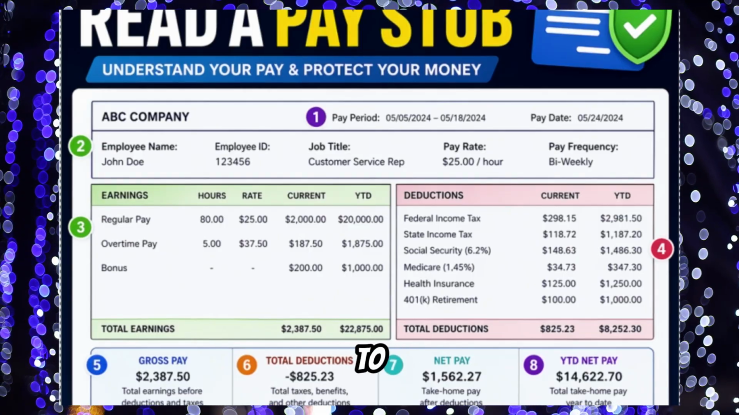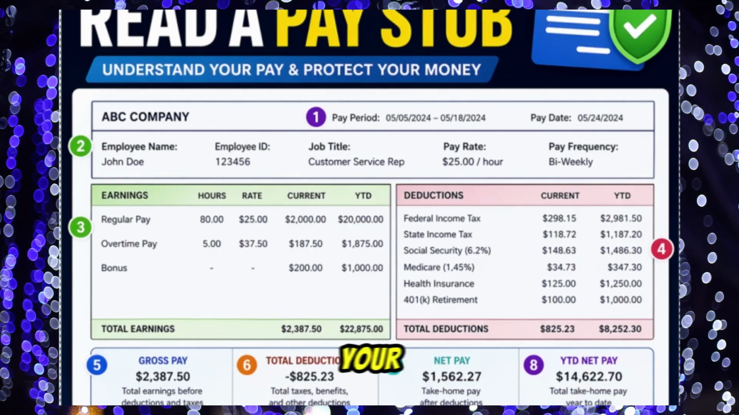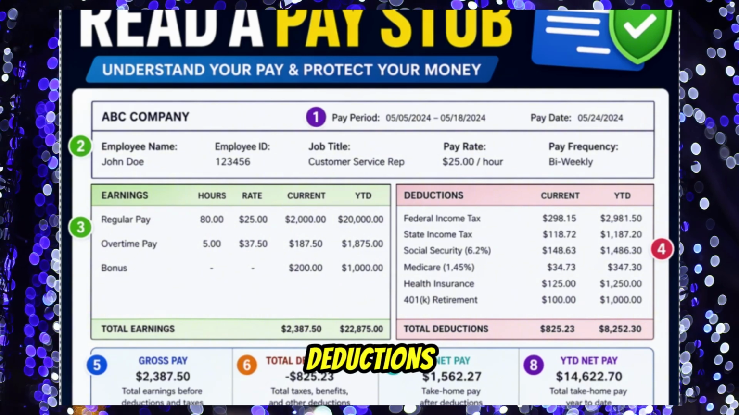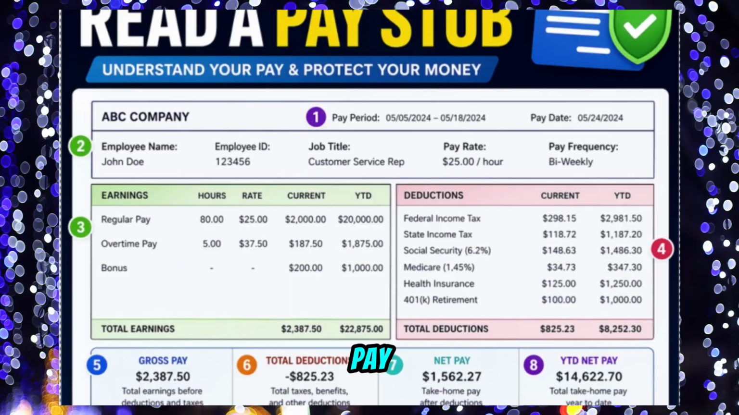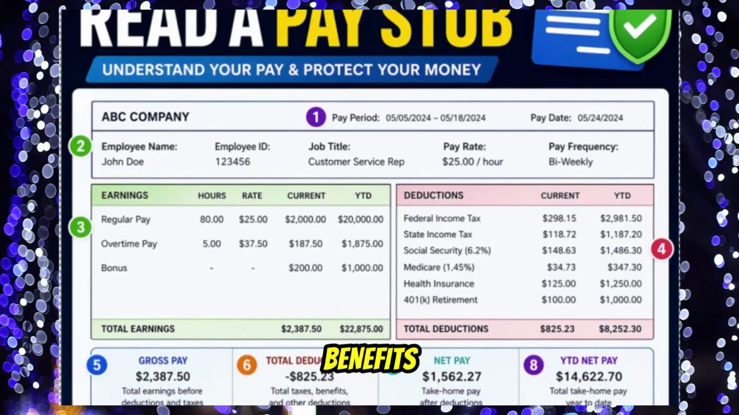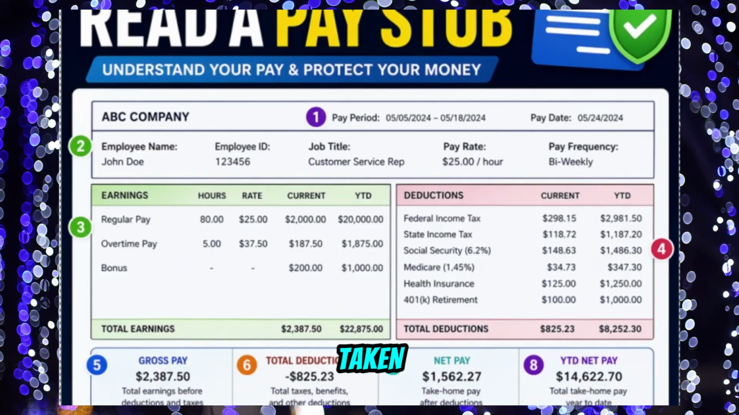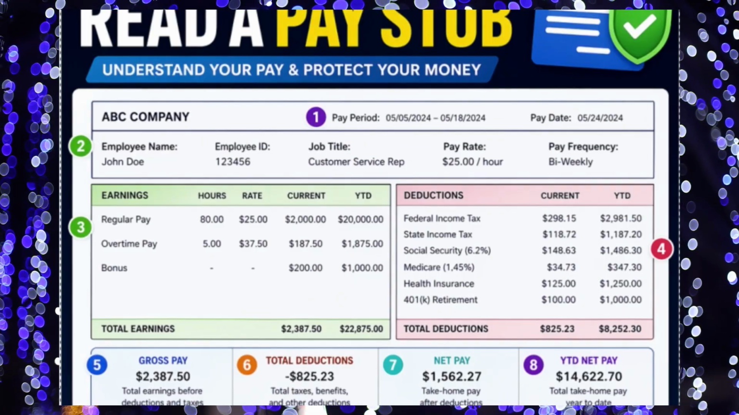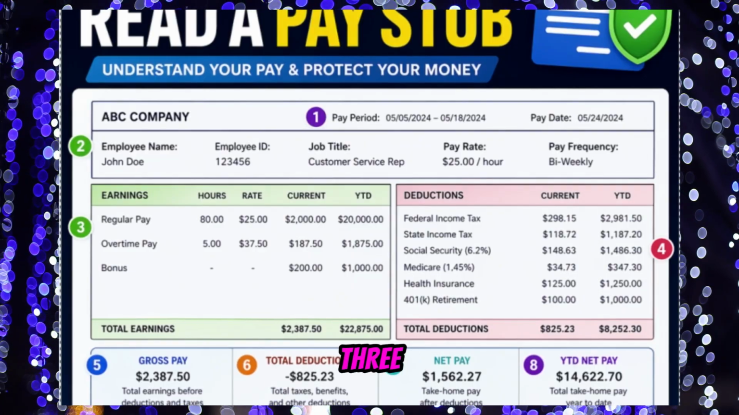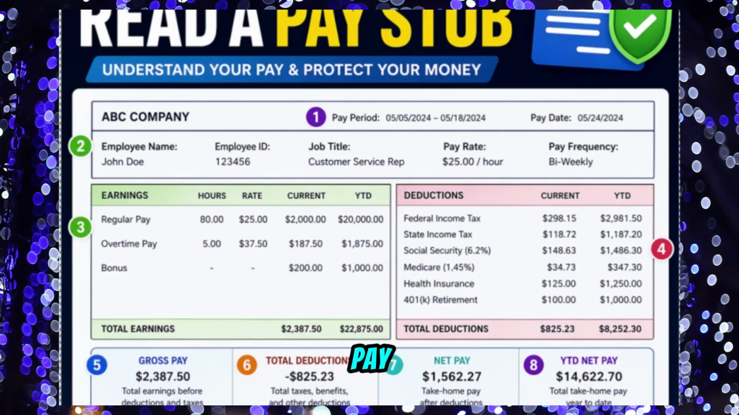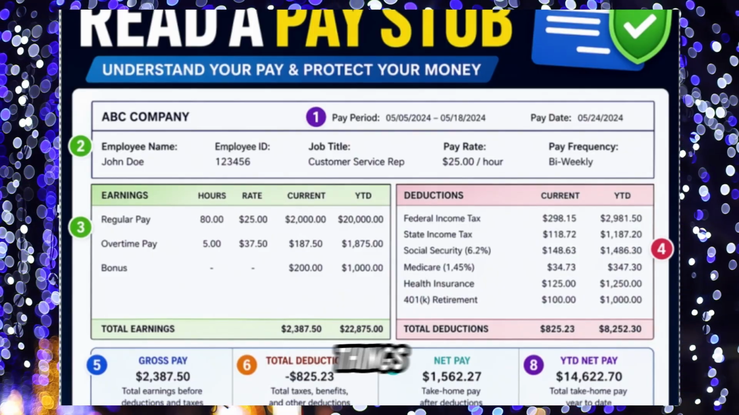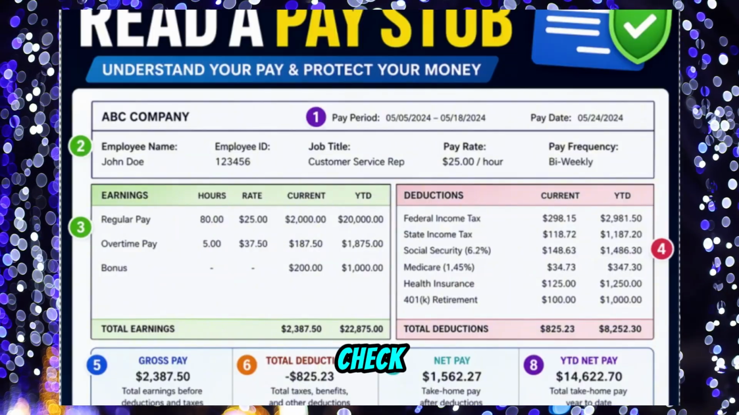The fourth thing to understand on your pay stub is your deductions. This is a list of all of the taxes you paid, the benefits, and other amounts that are taken out of your paycheck. So number 3, your earnings is what is given to you as far as pay. Number 4 is the deductions, the things that are taken out of your check before you get paid.